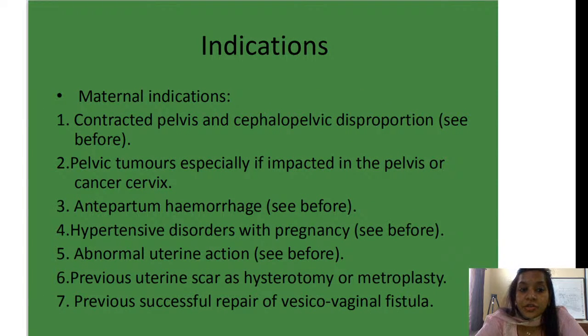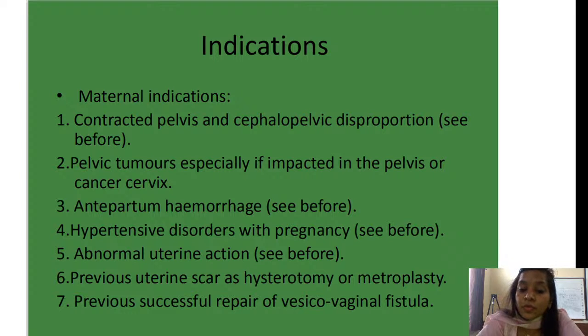What are the indications? There are maternal indications and fetal indications. So what are the maternal indications? First indication is contracted pelvis and cephalopelvic disproportion. Second, pelvic tumors, especially if impacted in the pelvis, or cancer cervix. Third, antepartum hemorrhages. Hypertensive disorder with pregnancy. Abnormal uterine action. Previous uterine scar such as hysterotomy.